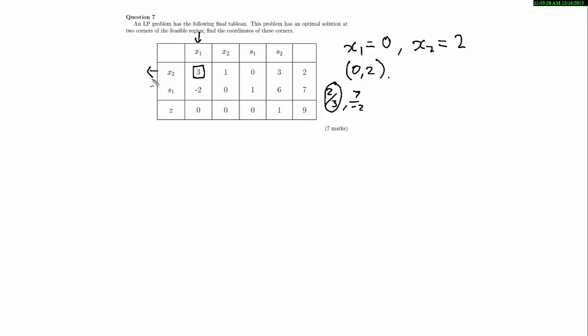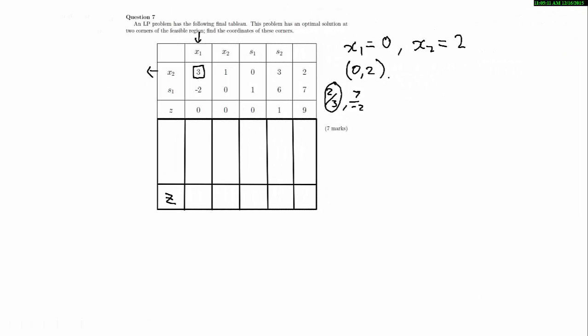Okay, so let's draw up a table quickly. Here's our table, and now because x1 is the entering variable and x2 is the departing, we can write x1 here, and s1 remains as a basic variable, and we can also quickly write in the 1s and 0s according to which variables are basic.